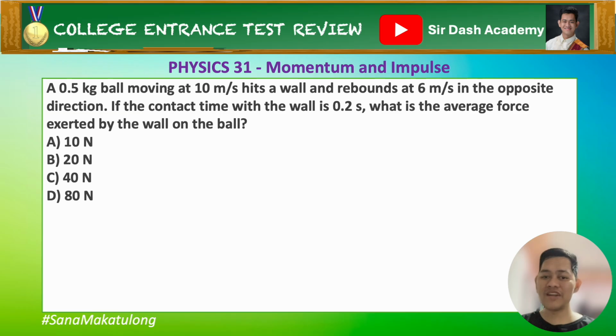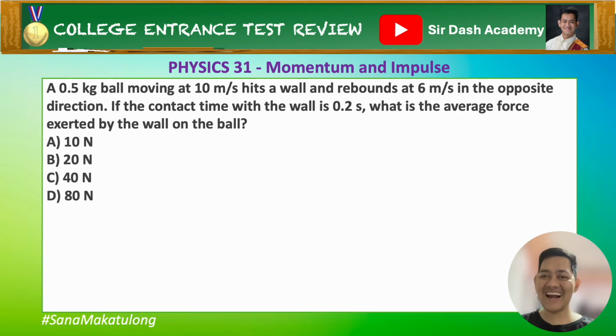Again, a 0.5 kilogram ball moving at 10 meters per second hits a wall and rebounds at 6 meters per second in the opposite direction. If the contact time with the wall is 0.2 seconds, what is the average force exerted by the wall on the ball? A. 10 newtons, B. 20 newtons, C. 40 newtons, or D. 80 newtons. Try to solve it on your own. You may pause this video. Go!